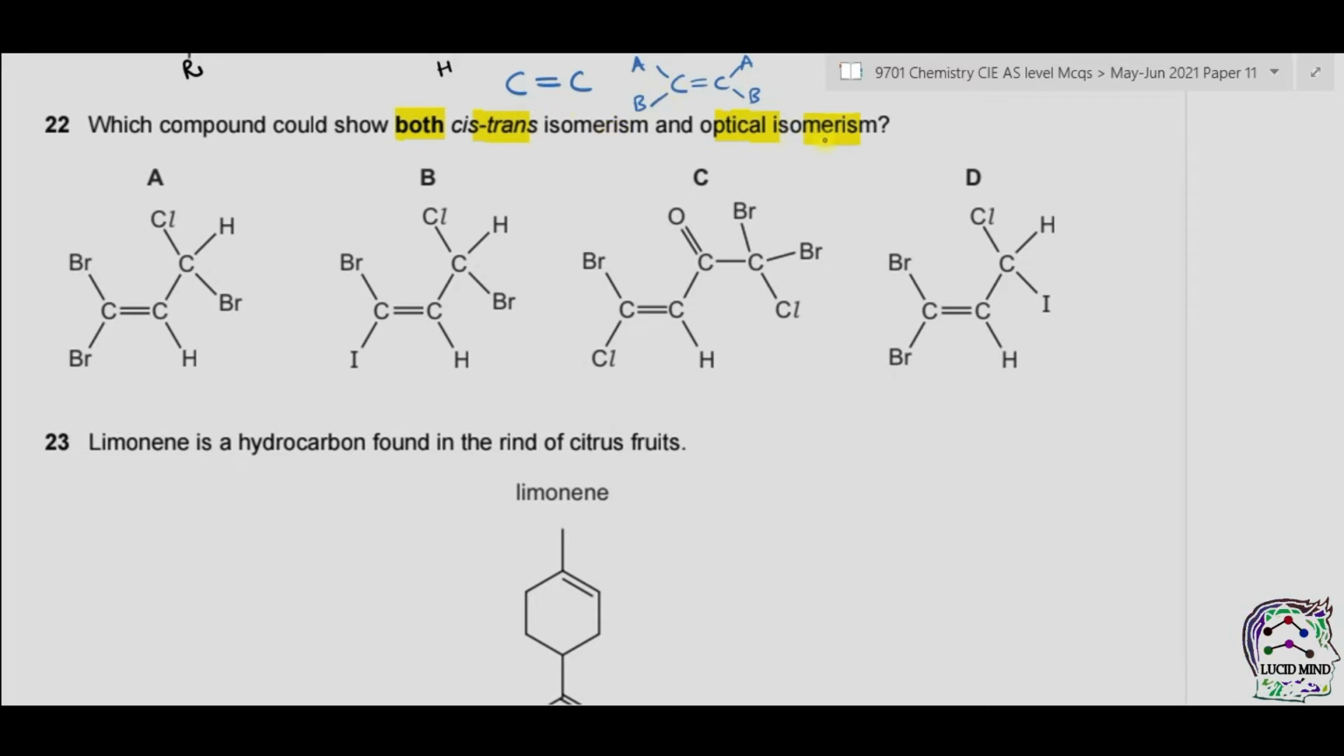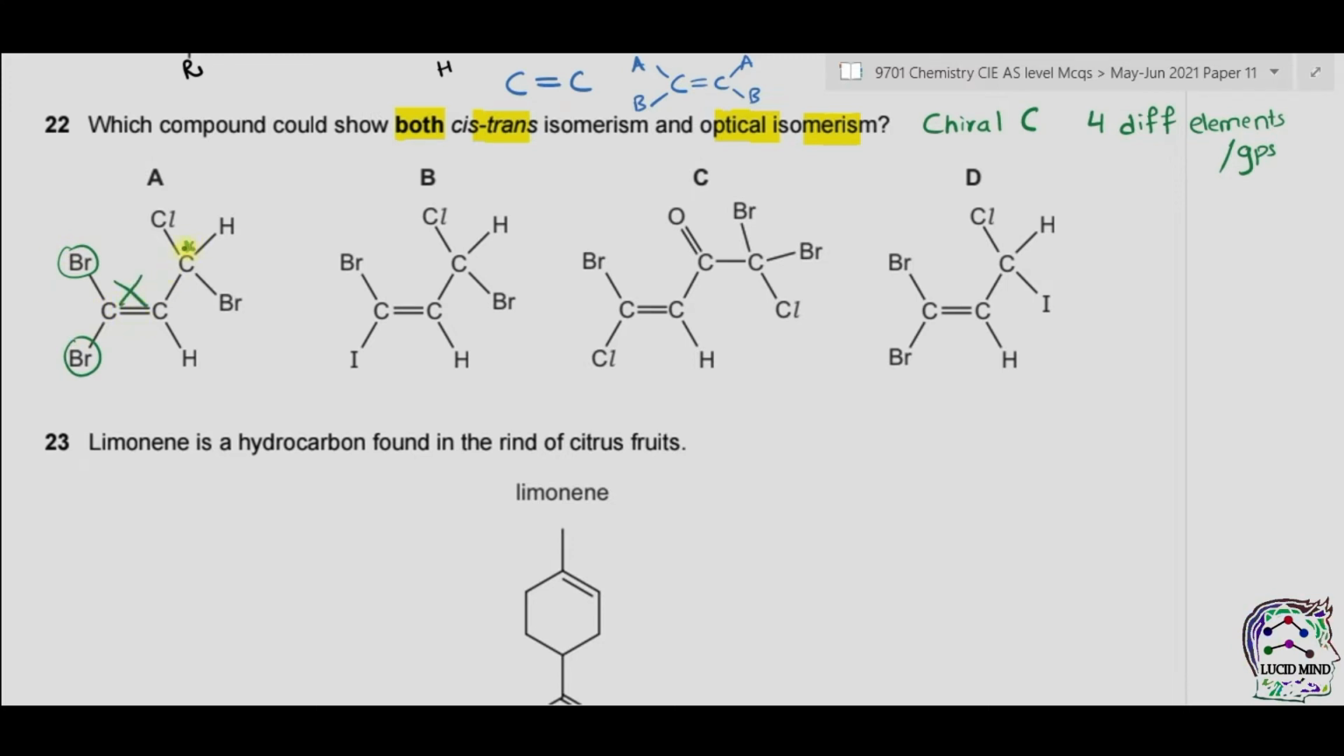Similarly, the condition for optical isomerism is that there must be a chiral carbon present. Now, a chiral carbon is the one that is attached with 4 different elements or groups directly. Let's find this. In A, we can see we have double bonded carbon atoms present. But with this carbon, similar groups are attached, so therefore this will not show Cis-Trans isomerism.